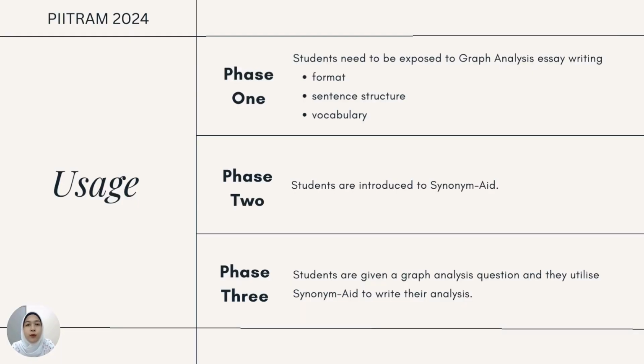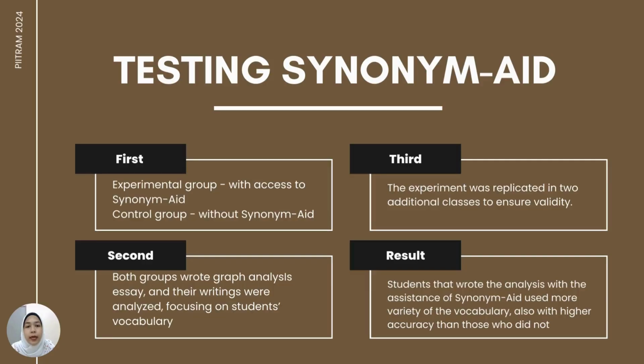All right, so we're moving on to the usage of Synonym-Aid, which is very simple. First, of course, the teachers will have to expose students to graph analysis essay writing, the format, sentence structure, as well as the suitable vocabulary. Then the teachers can introduce Synonym-Aid and give a graph analysis question while encouraging the students to use Synonym-Aid to write their analysis. So we did a pilot test.